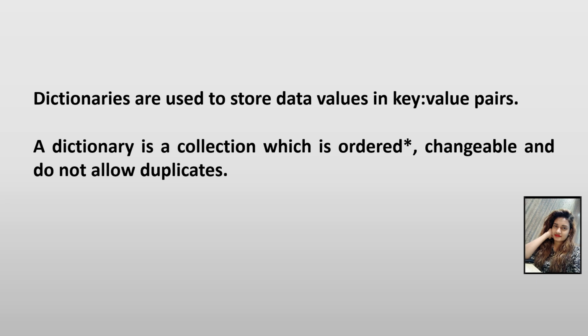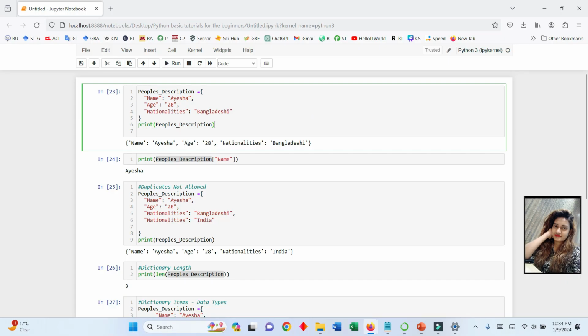Now let's go to the practical part. Here we declared a variable named people's description, which carries some dictionary values: name Ayesha, age 28, nationality Bangladeshi. If we run this, it will show these things. So this is called the dictionary way.